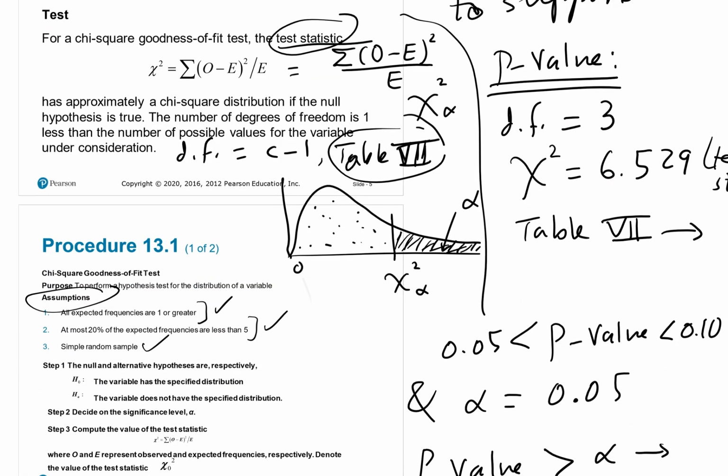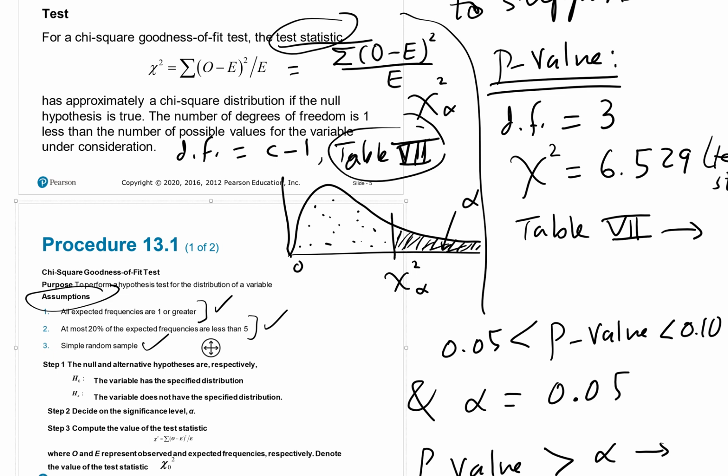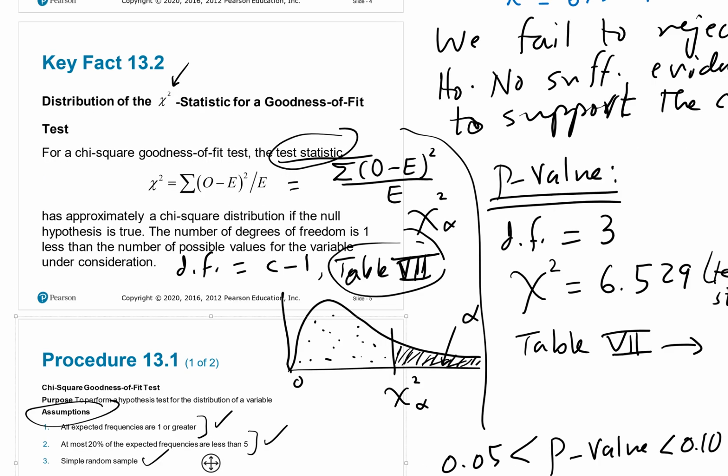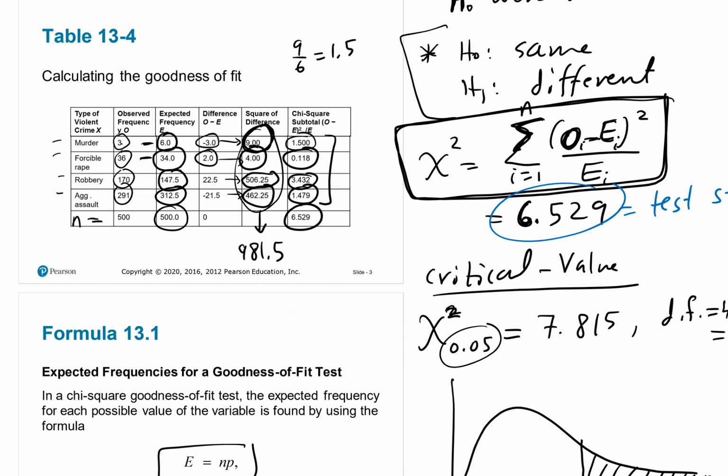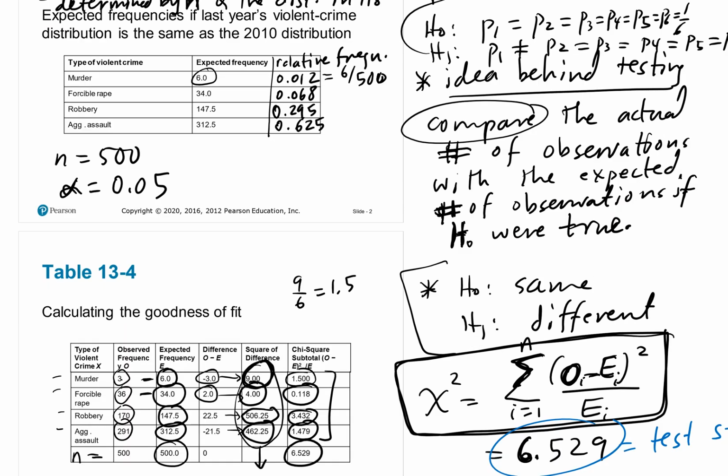And it says at most 20% of the expected frequencies are less than 5. So let's see the expected frequencies. All of them are more than 5. So 634, 147. So these two conditions or assumptions are met. No problem.